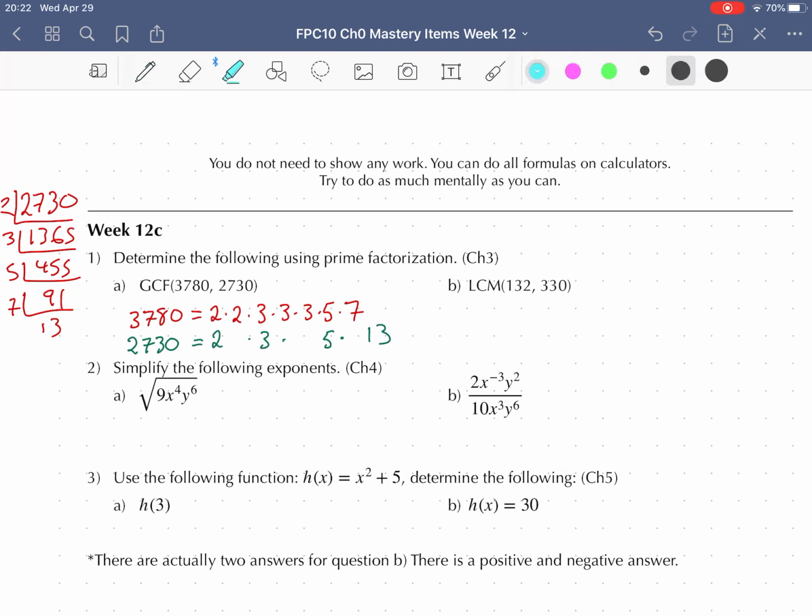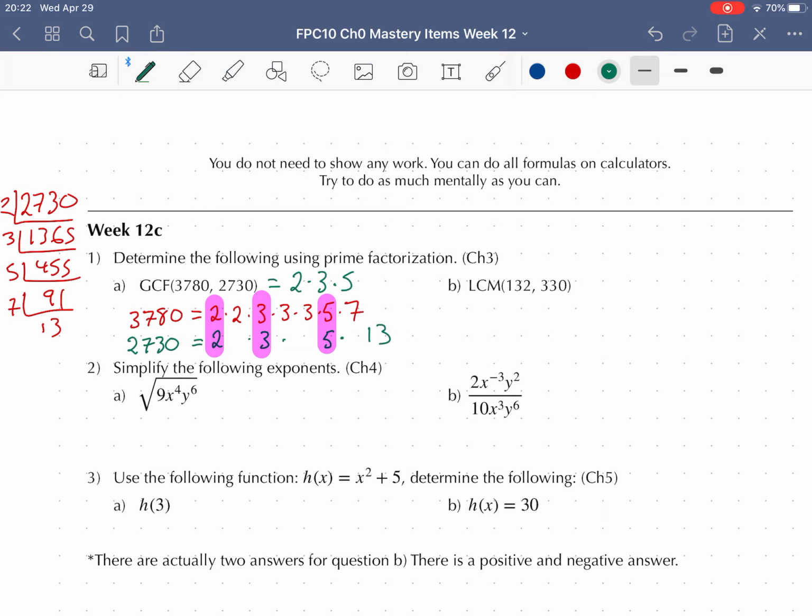I'm writing it in this specific way so we can easily see the greatest common factor. So we look at what they all have in common. They have a 2, a 3, and a 5 in common. So our greatest common factor is equal to 2 times 3 times 5. That's what they have in common.